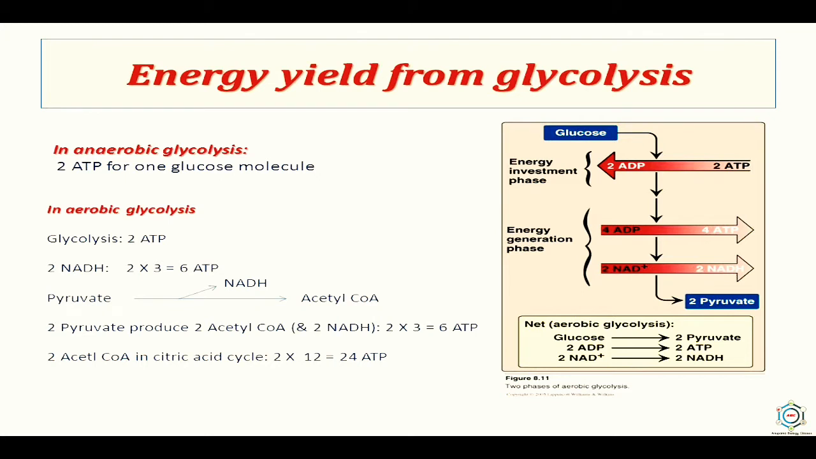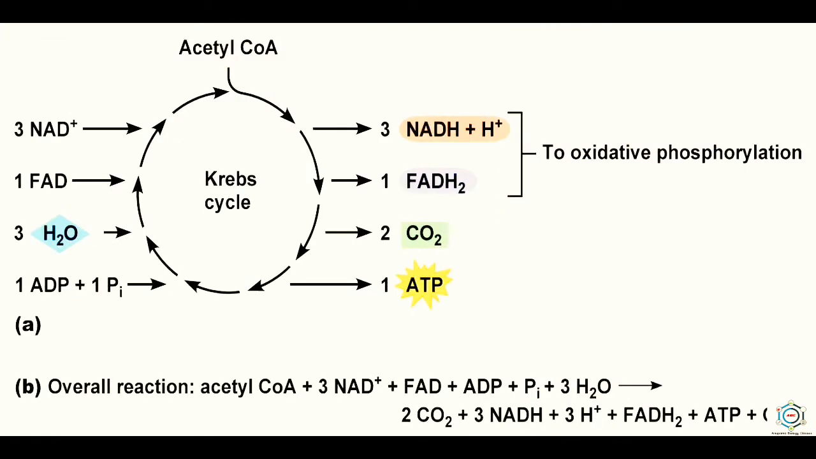In case of energy from glycolysis, see here, in anaerobic glycolysis there are 2 ATP from one glucose molecule. In aerobic glycolysis 2 ATP and 2 NADH, which means 2 into 3, it means 6 ATP molecules. The Krebs cycle yields 2 molecules of ATP by transphosphorylation when 2 molecules of succinyl coenzyme A get transformed into 2 molecules of succinic acid.